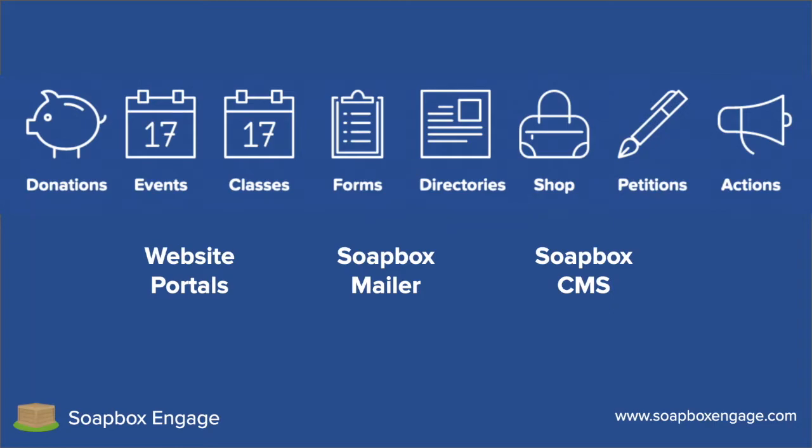We've got an e-commerce app called Shop that allows you to sell widgets and wares, subscriptions, memberships online, that sort of thing. We've also got our Petitions app that will allow you to collect signatures online in support of your cause or advocacy. And the Actions app, which is sort of a sister to the Petitions app, that's our other advocacy app that allows your site visitors to send messages directly to decision makers.